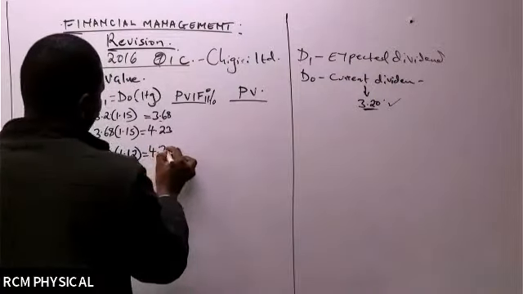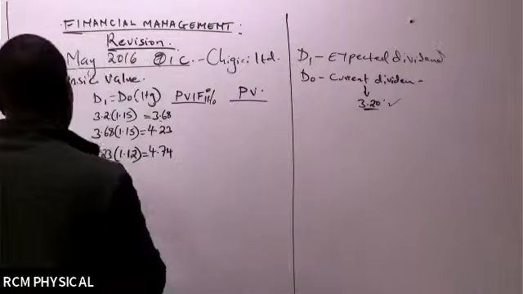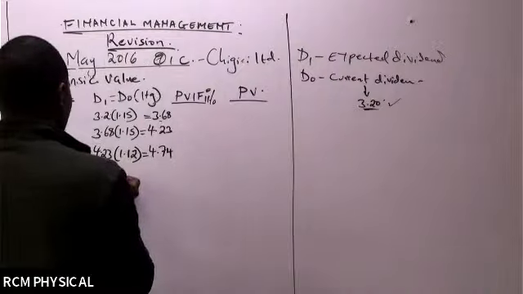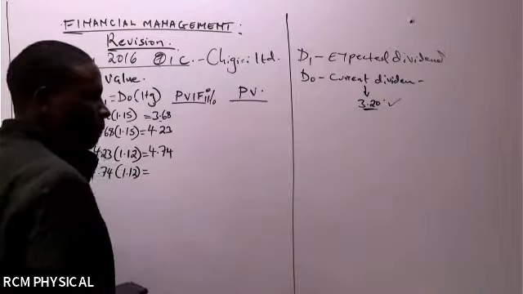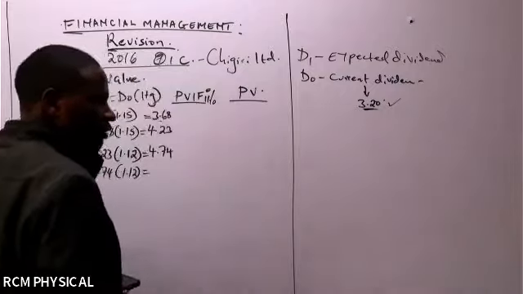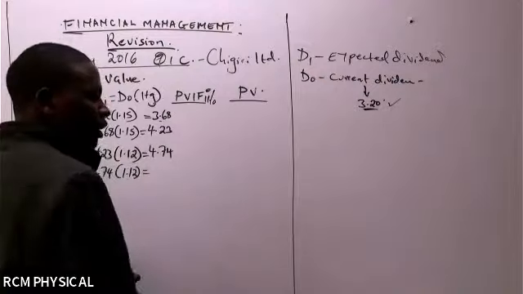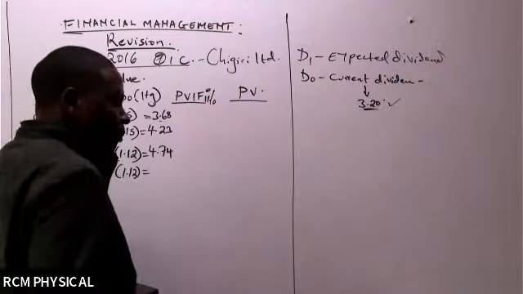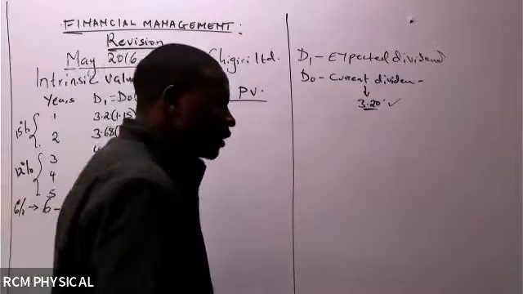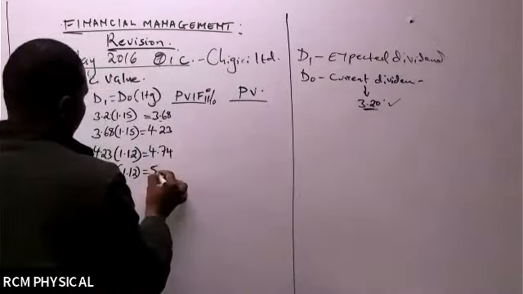4.74. Then year 4, we have 4.74. It will grow at the same rate of 12%. Itakuwa ngapi? 4.74 cent. Now this one will grow at the same rate of 12%. So itakuwa ngapi? Year 4. 5.31, asante.